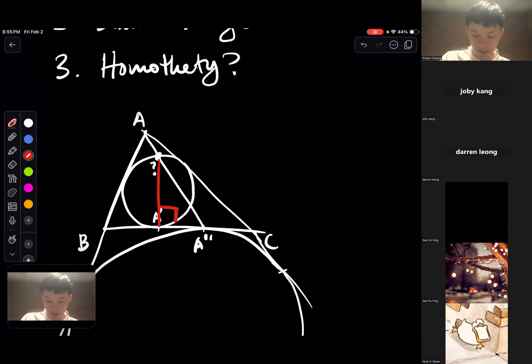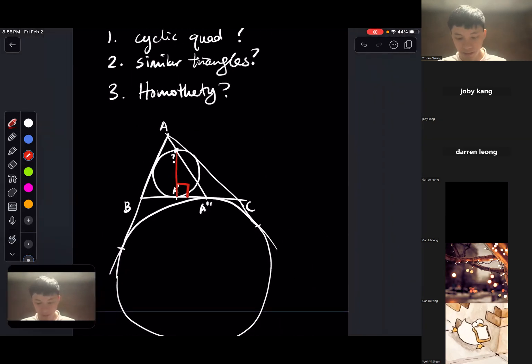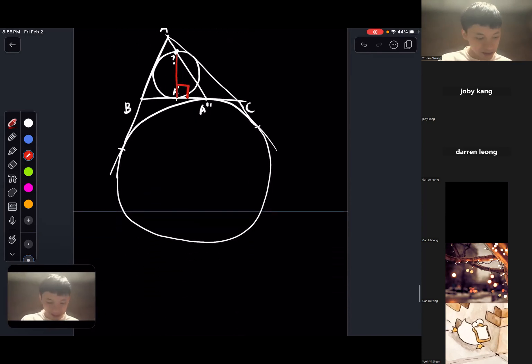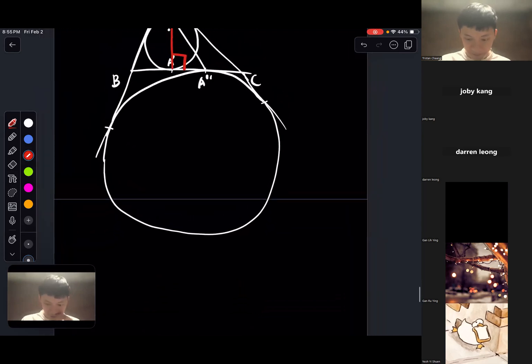This is the diameter. It's perpendicular to this. Right. Okay. Yeah. So think in many ways. So we don't stare at a diagram and then try to find angles. We try to look at it in many dimensions, many angles. Okay, cool.